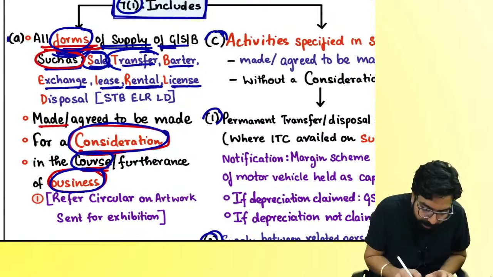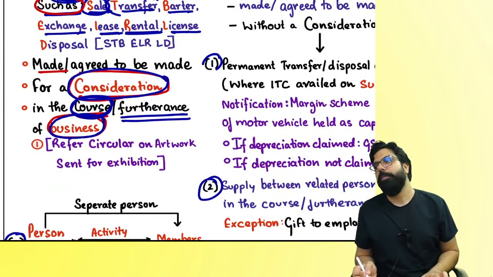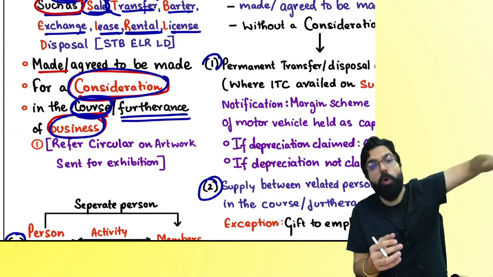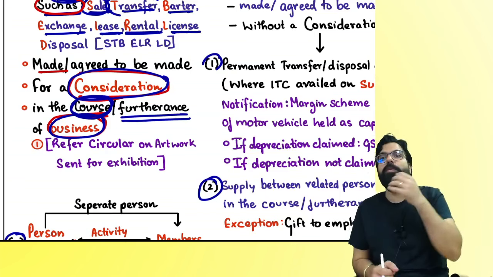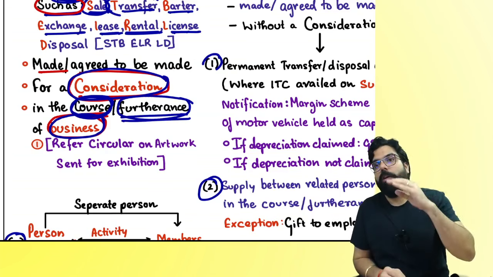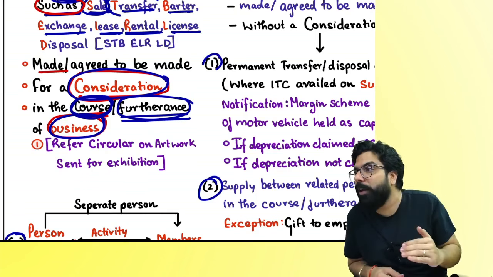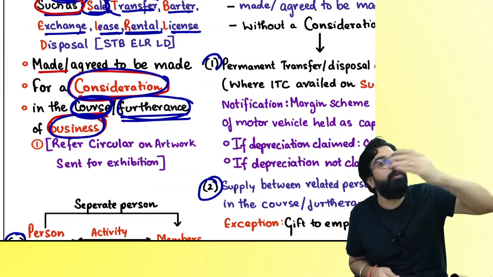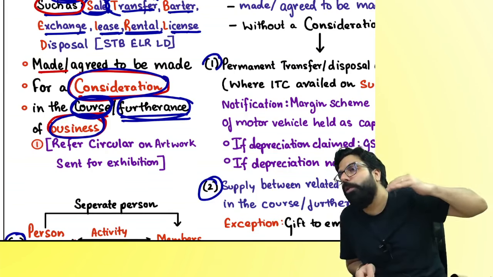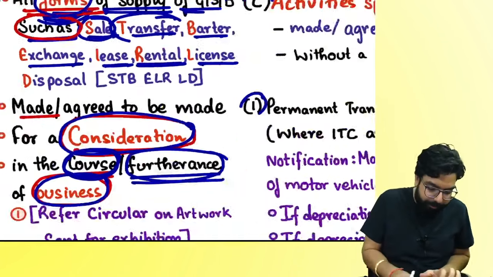But see, the word included is in the course, or it can be in the furtherance. Furtherance means what, everyone? For the promotion of your business. For the furtherance, for the growth of your business, for the advancement of your business. This furtherance word includes what? Promotion, advancement, growth, development of your business. If you do anything, it can be in the course of your business, for the promotion of your business, for the development of your business. That will also be included in supply. Can we go ahead, everyone? Everyone over here. Next example.